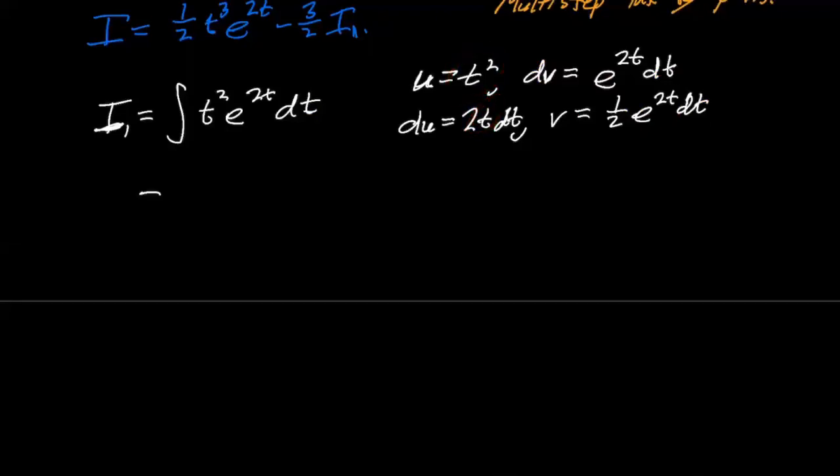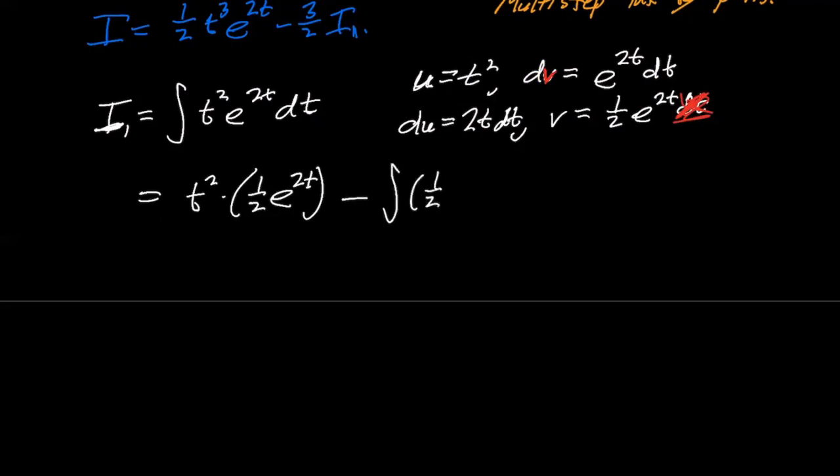So this equals t squared times 1/2 e to the 2t. Oh, I messed up. There shouldn't be a dt here. There's no d's anymore because it's not a d of something, right? This was dv, so this had a dt in it. And when I anti-differentiate, v should just have no dt. Okay. So minus the integral of v du. So minus the integral of 1/2 e to the 2t times 2t dt.